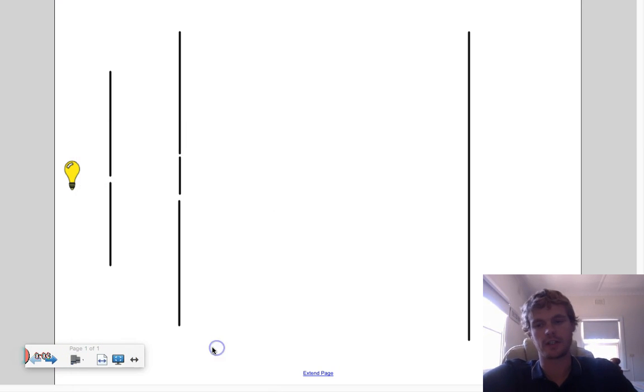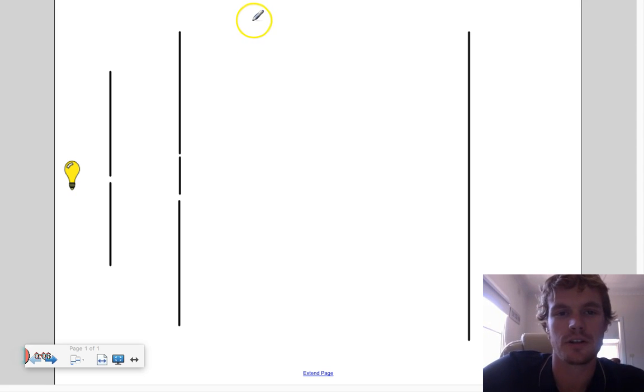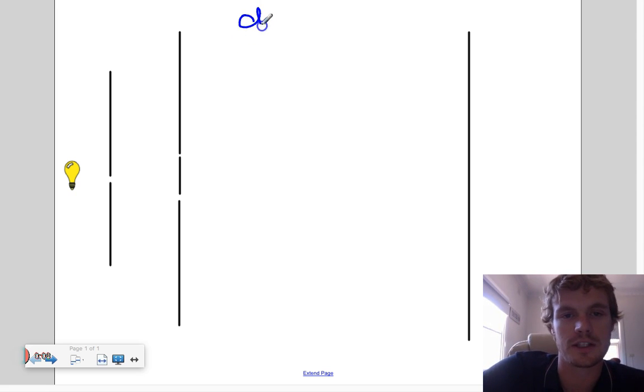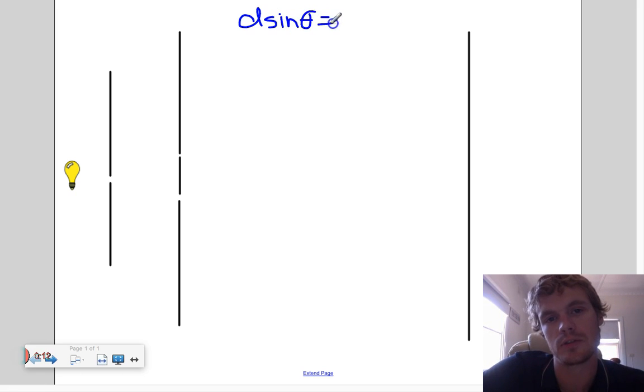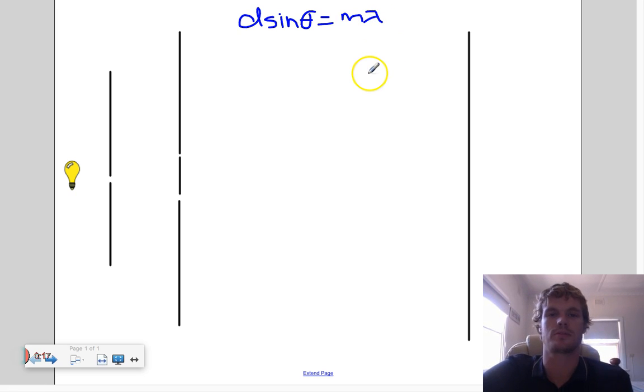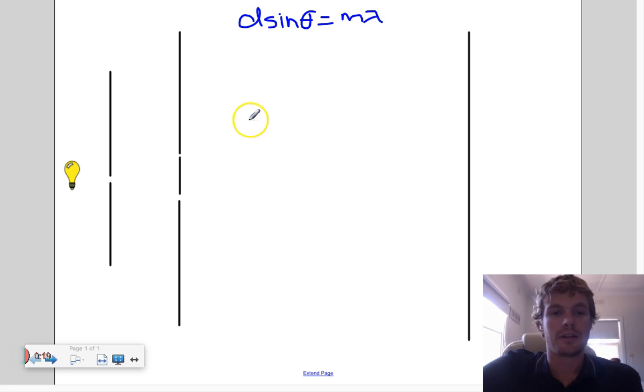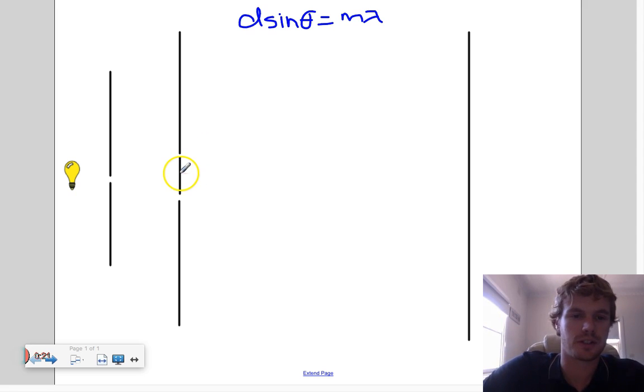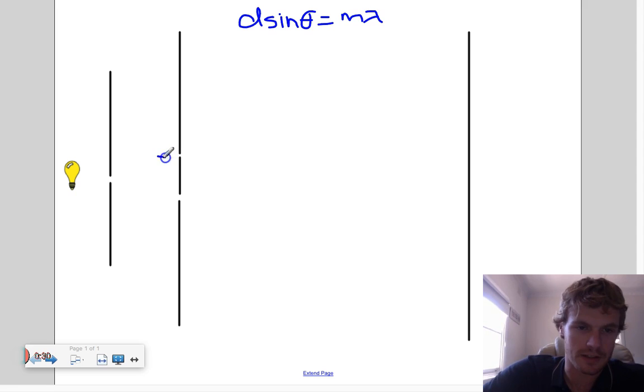Okay, in this video we're going to be looking at the derivation of the formula d sine theta is equal to m lambda. Okay, so consider this. We have our double slit experiment here. We've got a single slit, double slits going to a screen. We're going to have a slit separation here of lowercase d.